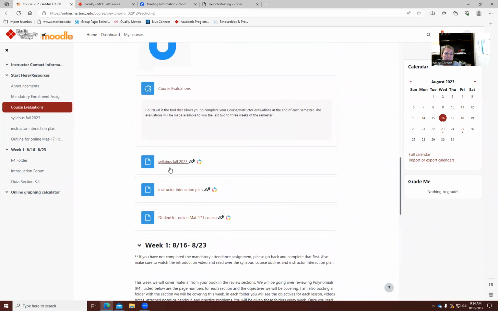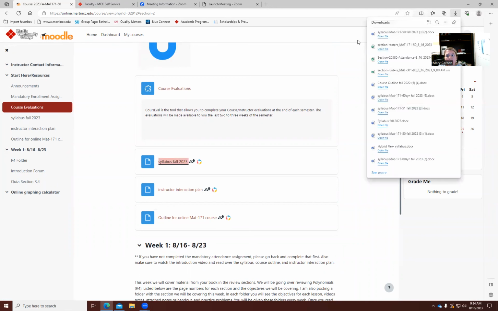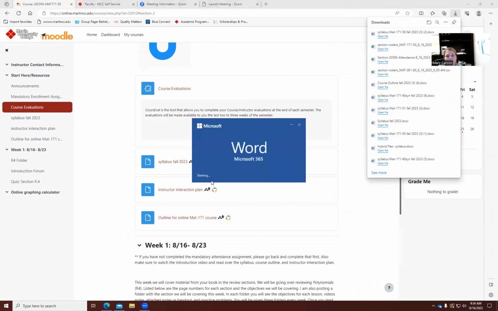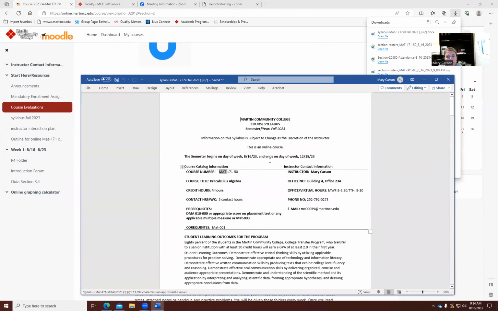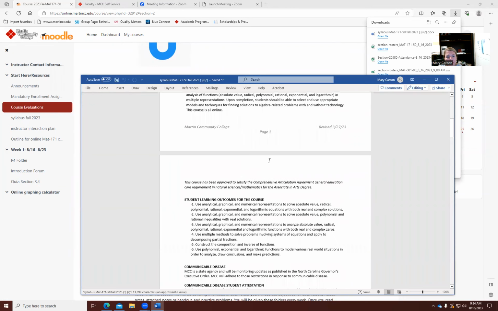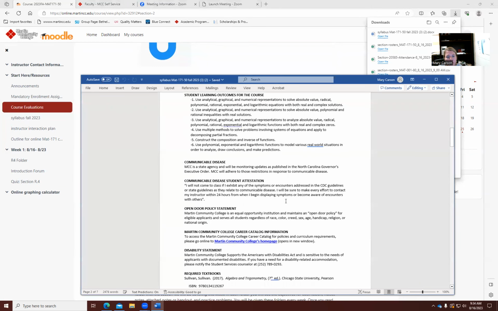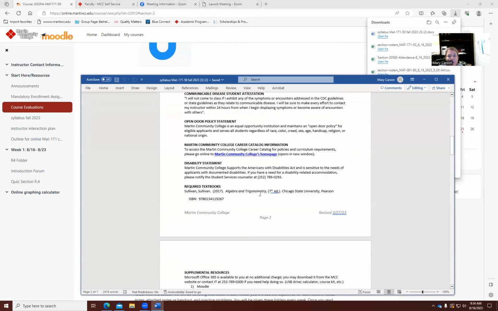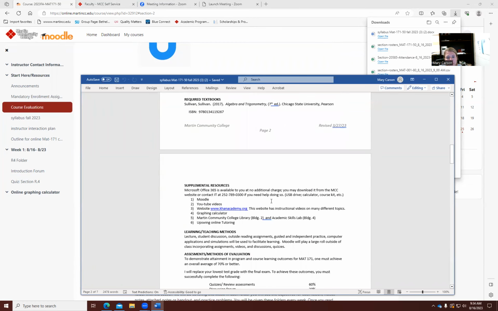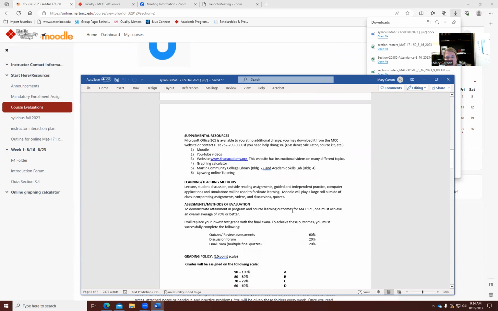And then you'll see here, there's a syllabus. So if you click this, the Word document will pop up. And I would like you guys to make sure you read over the syllabus. I talk about the COVID policy, our book, supplemental resources that we use, what methods I will use.